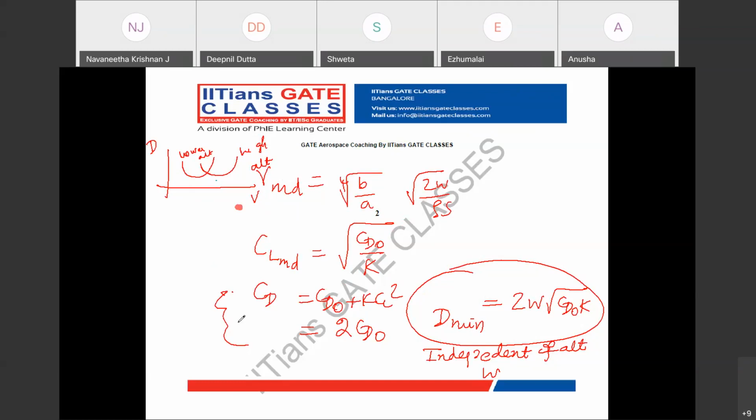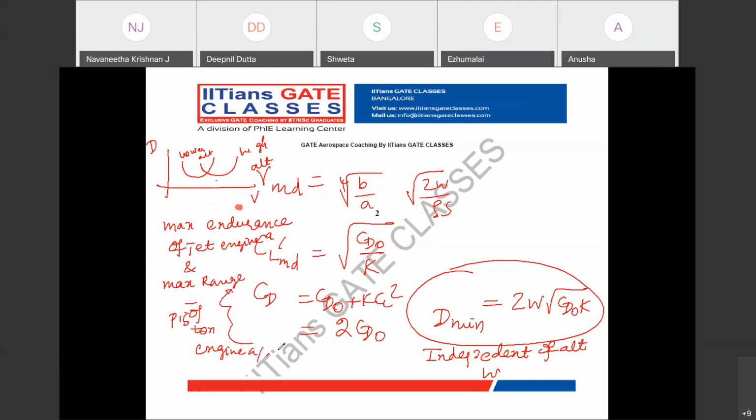Drag minimum is the condition for maximum endurance of jet engine aircraft, and it is the condition for maximum range of piston engine aircraft. Okay, is that clear? Any doubt here?